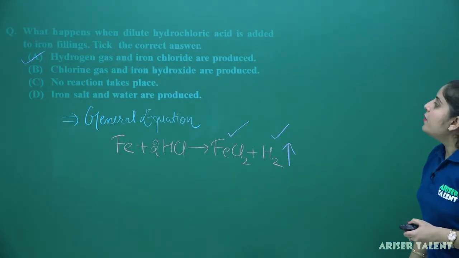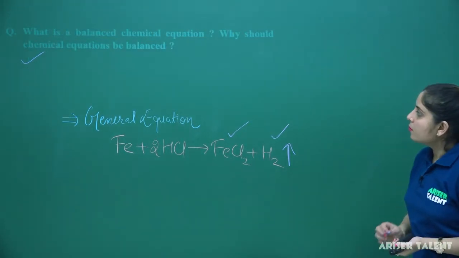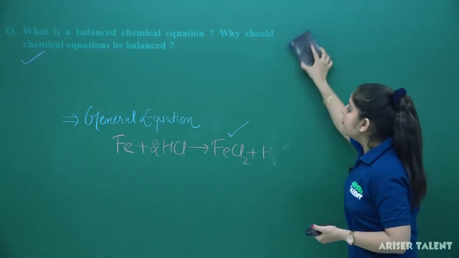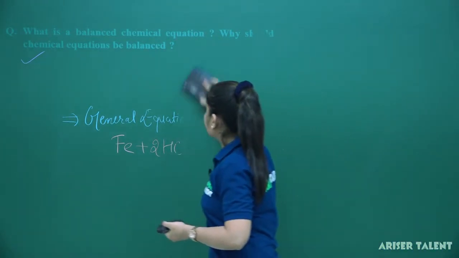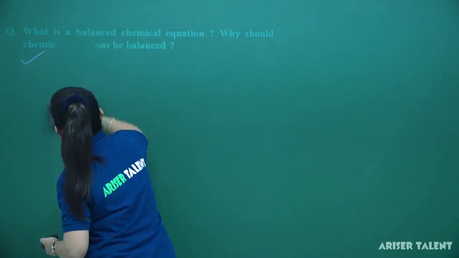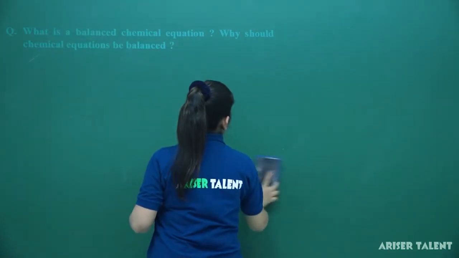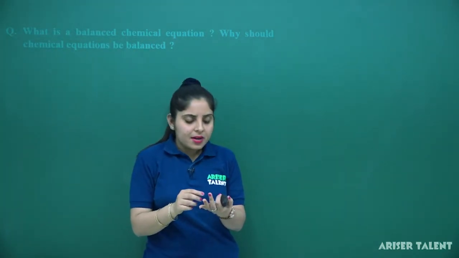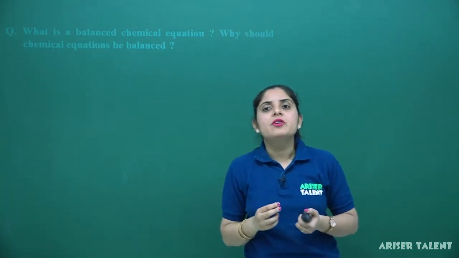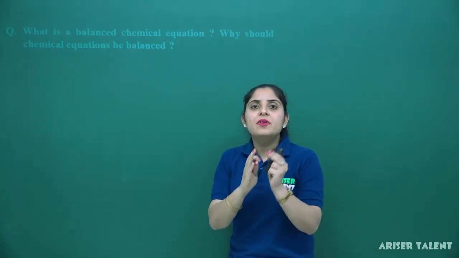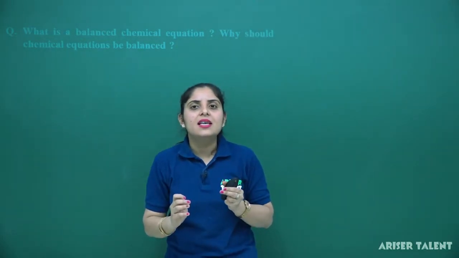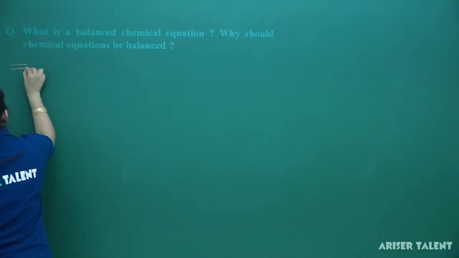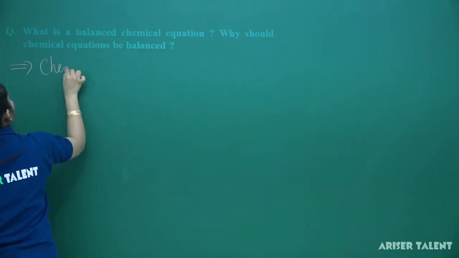Now, we are on our next question. What is a balanced chemical equation? Why should chemical equations be balanced? This question we have dealt with in our chapter: chemical equations are those equations in which the number of atoms on the reactant side is equal to the number of atoms on the product side. So, what basically is a chemical equation?